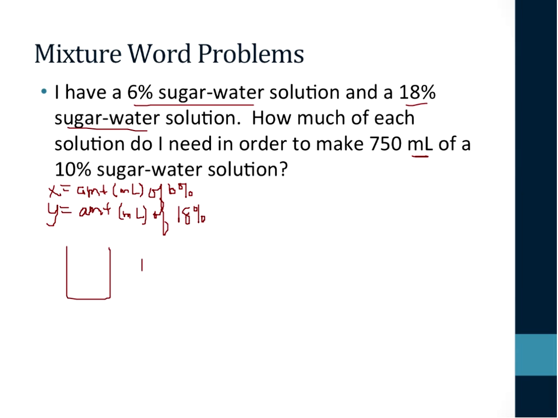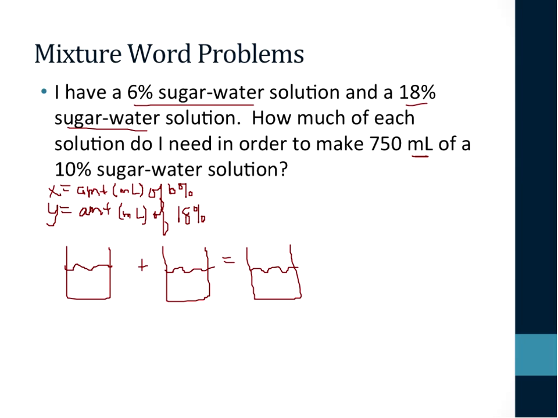Again, I'm going to think about these in terms of buckets. Think of it as Kool-Aid. You've got one Kool-Aid that only has 6% sugar, another Kool-Aid that is a little sugary and has 18%. And you want to mix them together to get something in the middle. So here are my buckets. They're full of Kool-Aid.